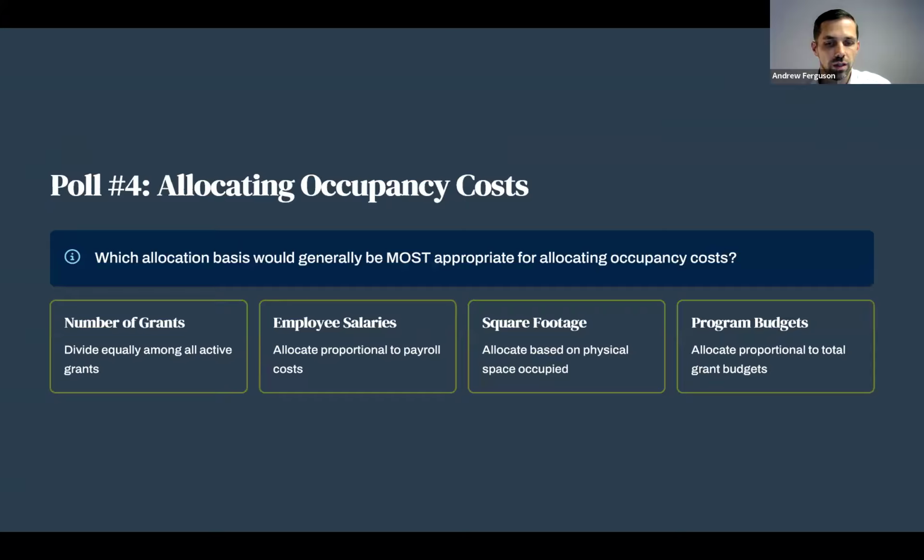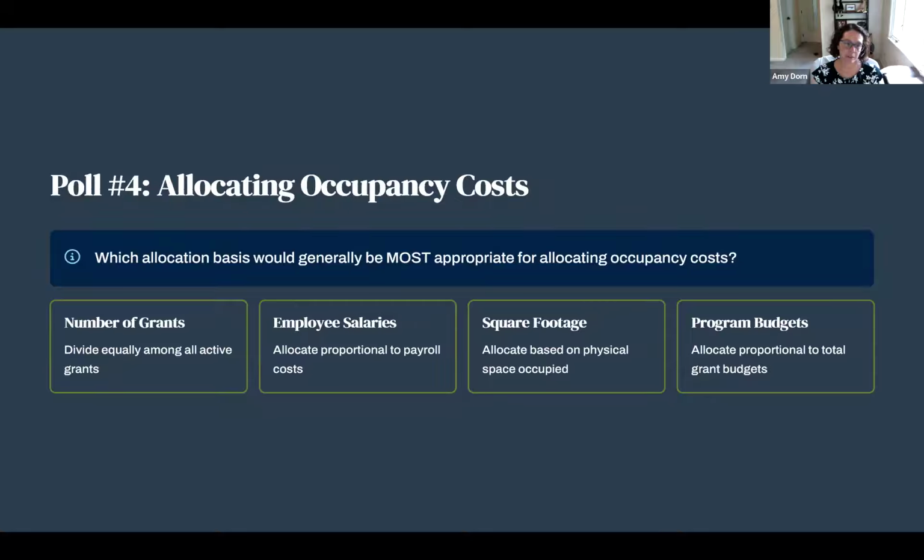All right, we're going to launch another poll here, see if I can do better than last time. Which allocation basis would generally be most appropriate for allocating occupancy cost? Number of grants, employee salaries, square footage, or program budgets. Amy, do you need to reverse the question? Which one do you think is the least appropriate for allocating occupancy costs?